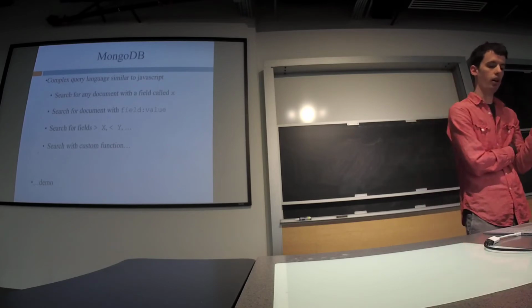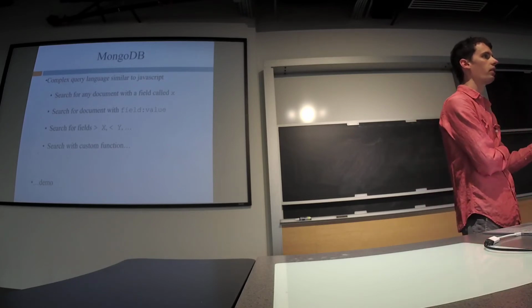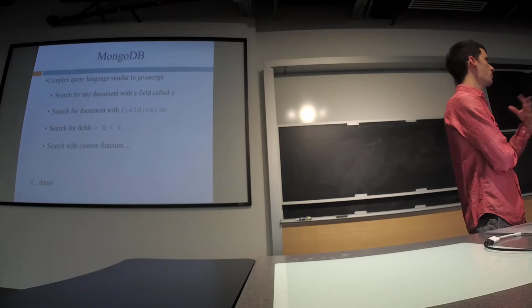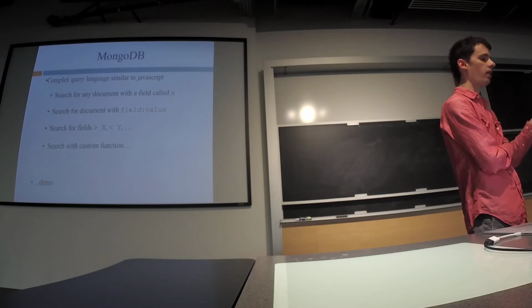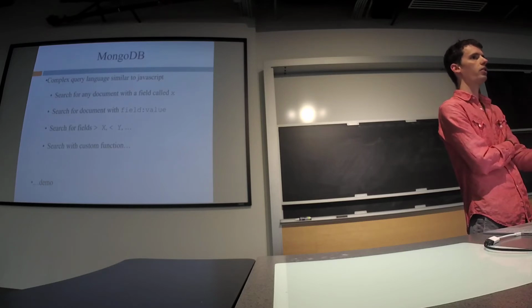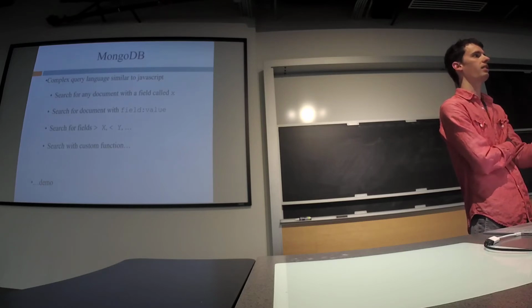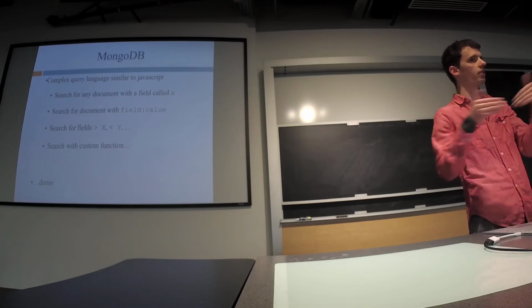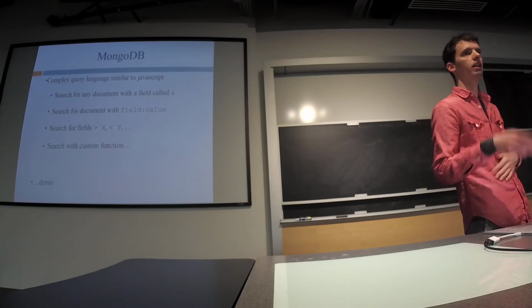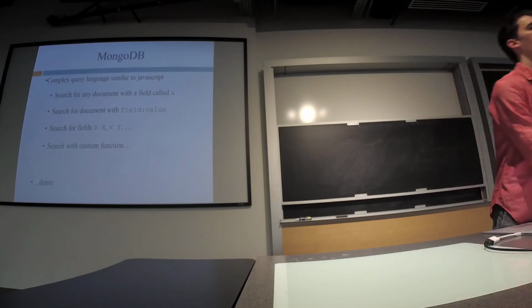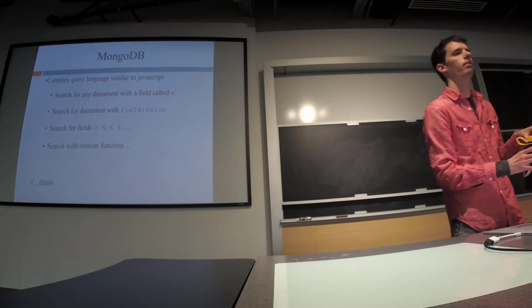You can search for documents with a certain field. So there's no analogy to that in a relational database. Every row in a certain table has a field. It doesn't make sense to search for only things with a certain field. You can search for field value pairs, range queries, things like that. So that'd be more like searching the thing for anything that doesn't have a null value.